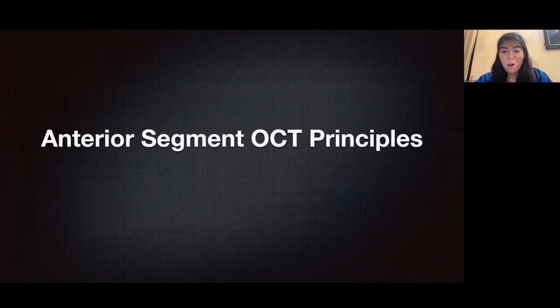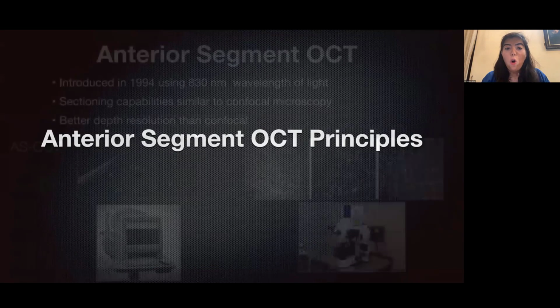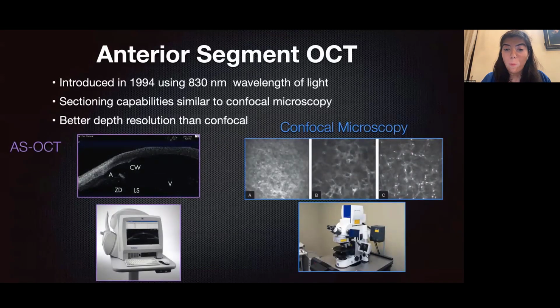So let's get started. I want to focus in on anterior segment OCT principles. Now, OCT of the anterior segment was initially introduced in 1994 using 830 nanometer wavelength of light. It had sectioning capabilities similar to that of confocal microscopy, but with better depth of resolution. OCTs, however, have now evolved over time to include wavelengths ranging from 400 to 2,500 nanometers.